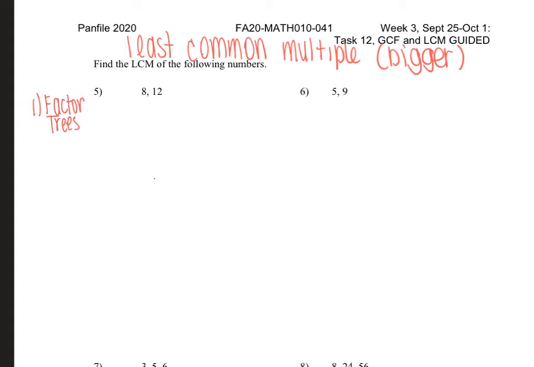All right, so you have to make two. Here we do 8. We're going to break down 8 into 2 and 4, circle the 2, then 2 and 2, circle the 2. Okay, and then we do the 12. So we get 2 and 6, circle the 2, then 2 and 3, circle the 2 and the 3.